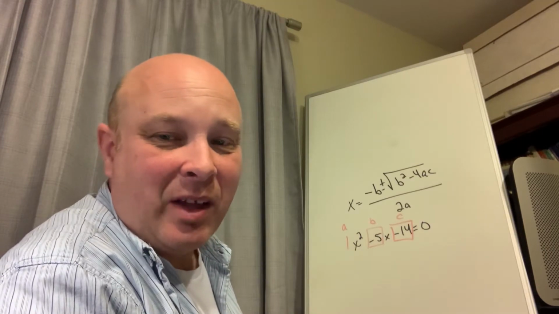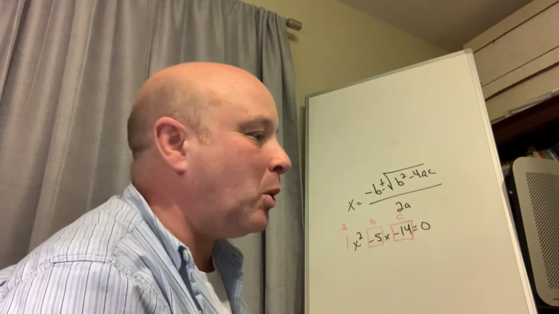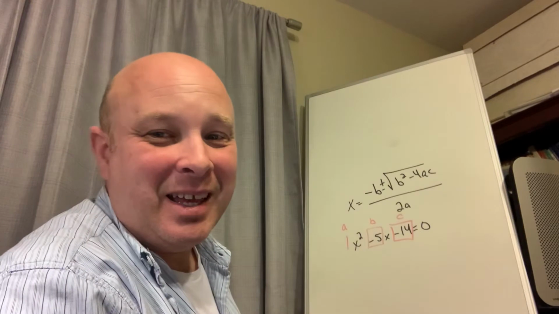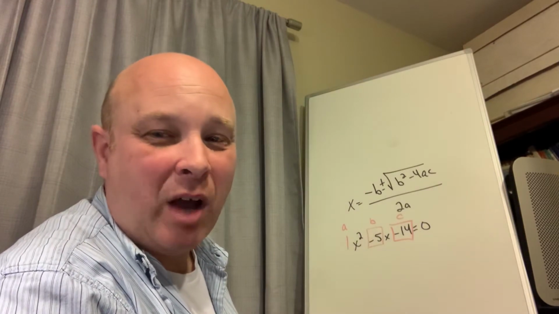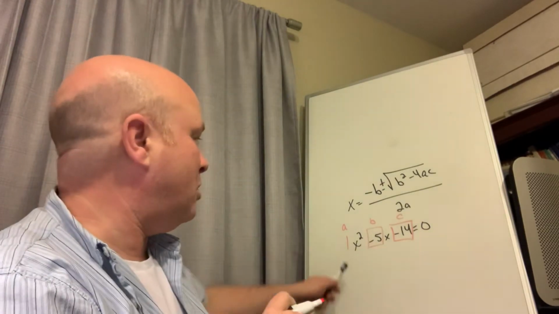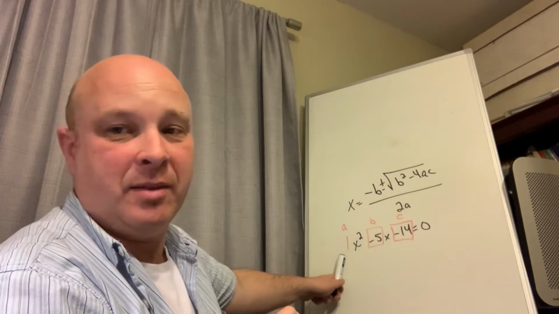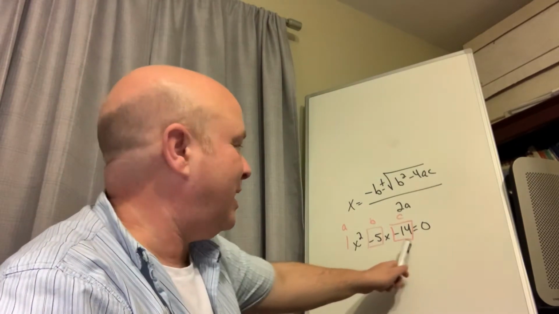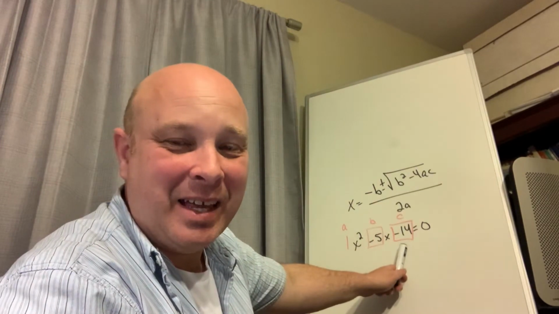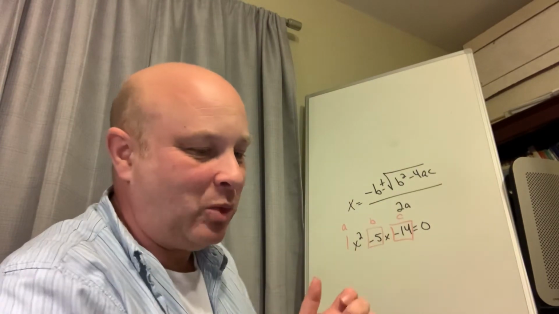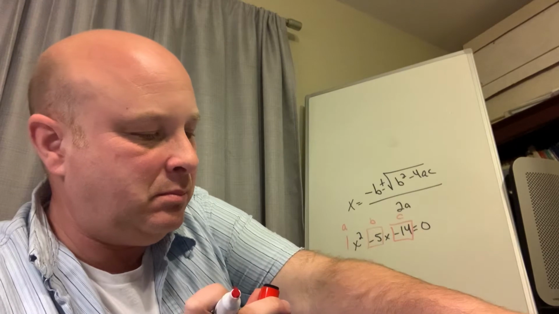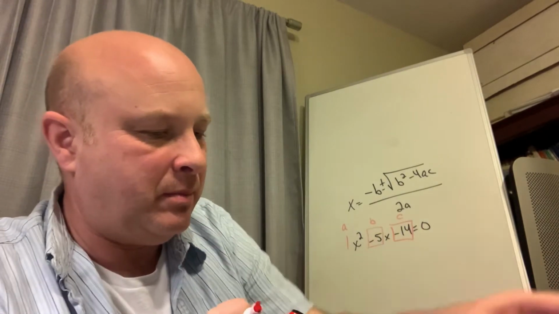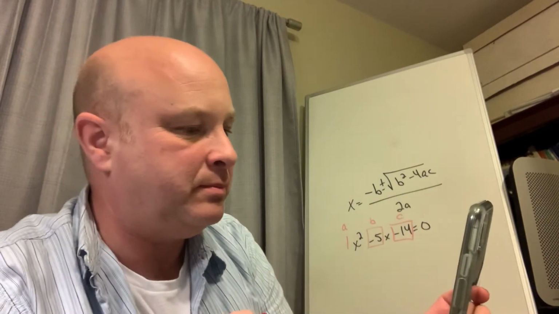This is the problem for number 2, all right? In number 2, I left off a, b, and c. So here's what you're going to do. You're going to write 1 in the first blank, negative 5 in the second blank, and negative 14 in the third blank, okay? Now, I did that incorrectly, sorry.